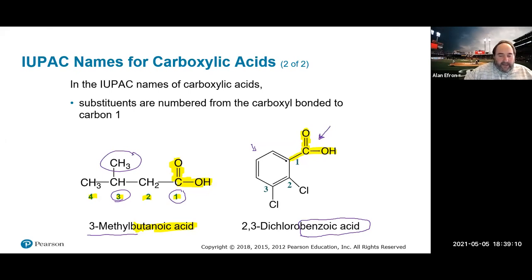When we get to the ring, wherever that functional group is attached, this will be carbon number 1 for the ring, which means that's carbon number 2 and carbon number 3. Going clockwise here will give us the smaller numbers. If we went counterclockwise, 2, 3, 4, 5 would obviously be a larger number. We have 2 groups attached, which is dichloro, which is where that part is, and they're at location number 2 and number 3 on the benzene ring. Any questions on that there?